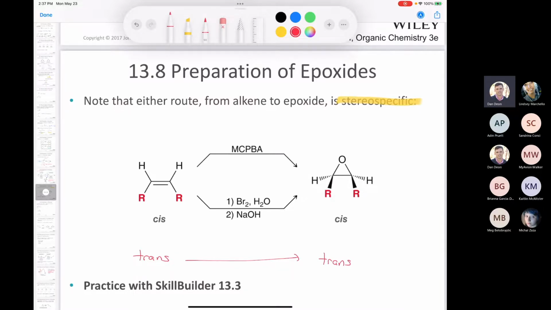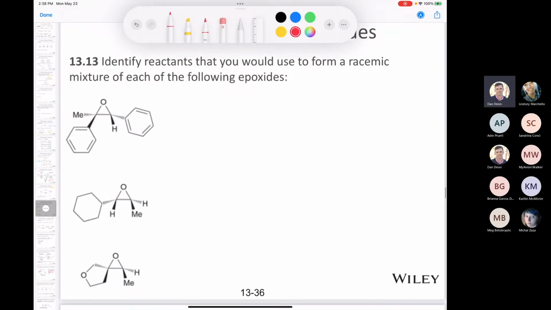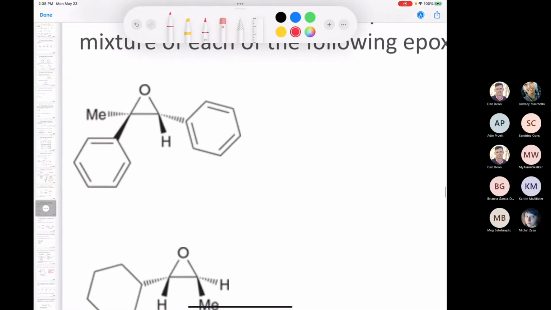Well, with all that information in mind, let's take a look at a practice problem here. Question 13.13 says, identify reactants that you would use to form a racemic mixture of each of the following epoxides. First thing I notice is in the first one, you've got one aromatic ring going back and you've got the other one coming out in front. So the two aromatic rings are trans.